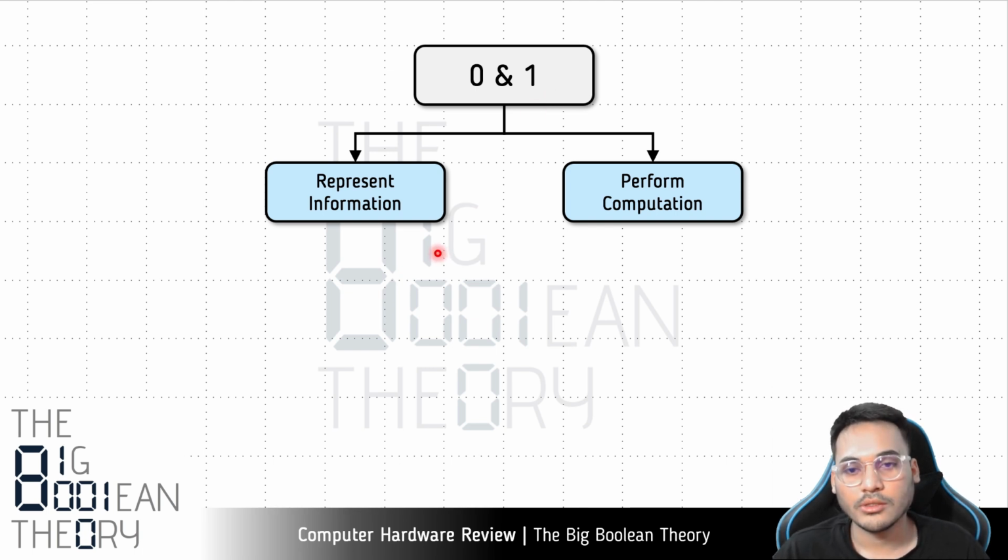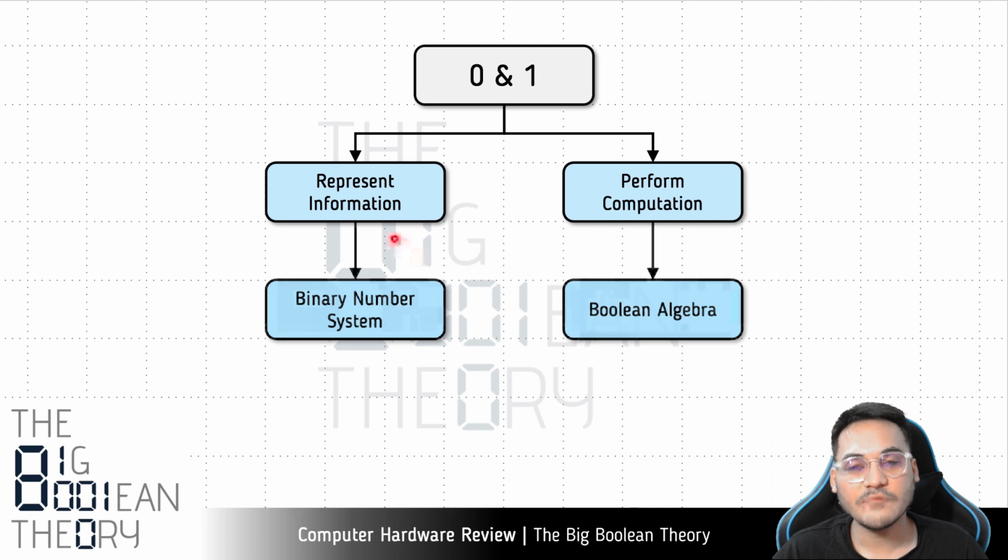The first part, that is the representation of information, happens using the binary number system, and we will see in this video later how every kind of data, as I said, text, numbers, images, audio, video, can be represented using the binary number system. So the number system helps us with that. The representation is taken care of by the number system.